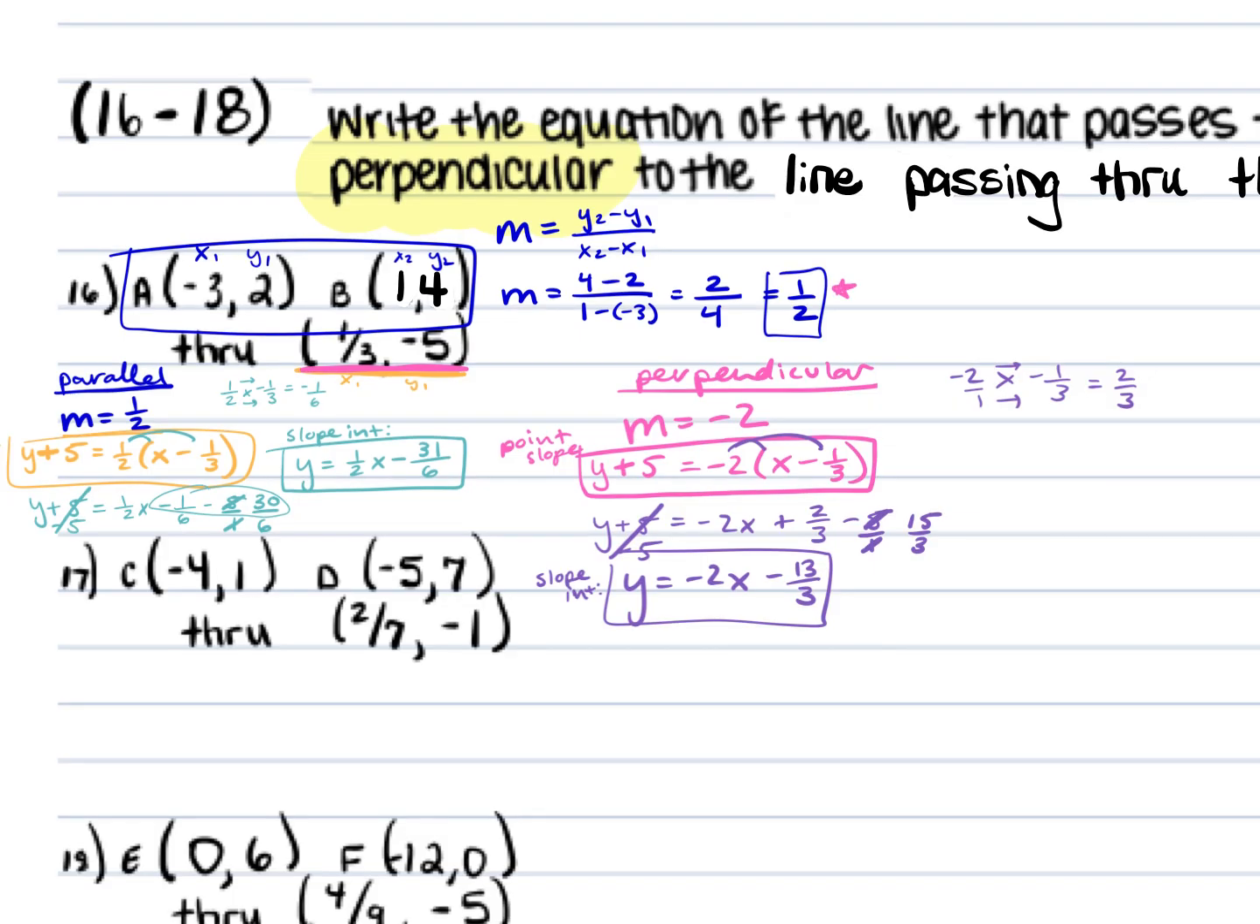So these questions, you're doing the same thing that we were in the questions above. You just have to find the slope first. So you're finding the slope of the first 2 points.